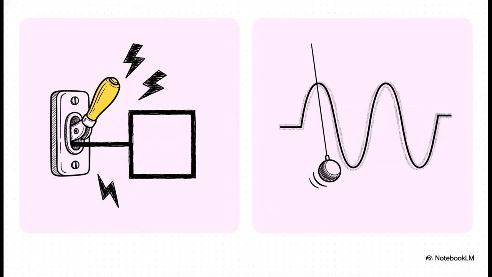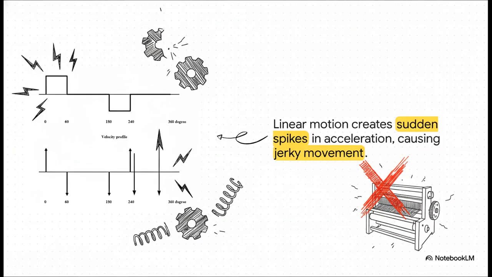The other way is simple harmonic motion, or SHM. This is way more like gently pushing a swing. It starts slow, speeds up through the middle, and then slows down again at the end. It's smooth and gradual. So what's wrong with the simple light switch way?